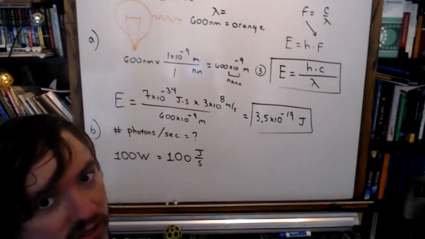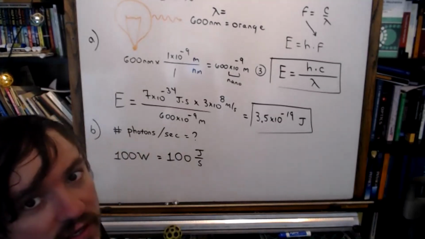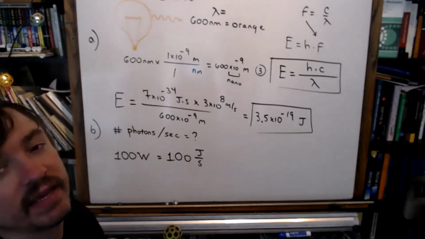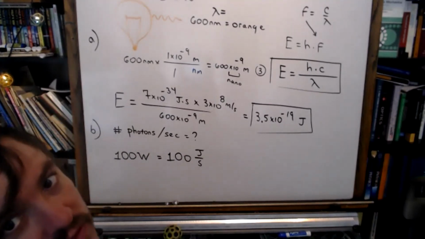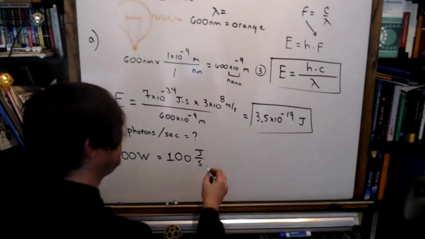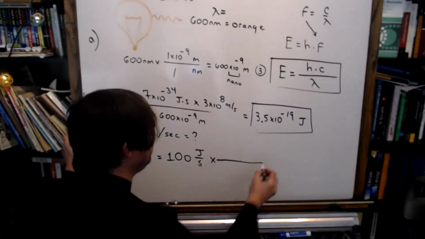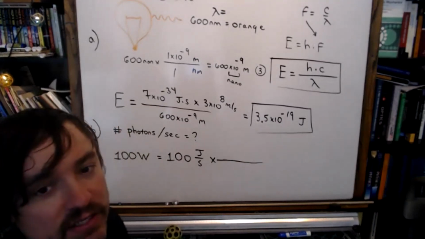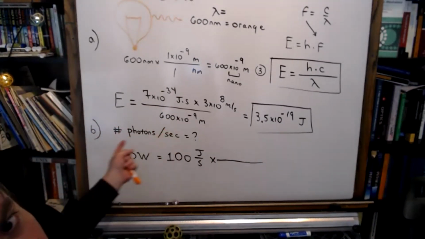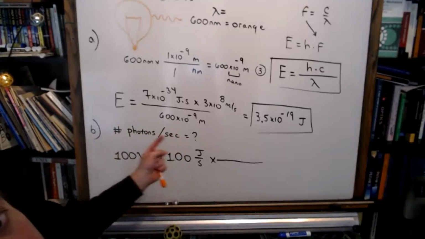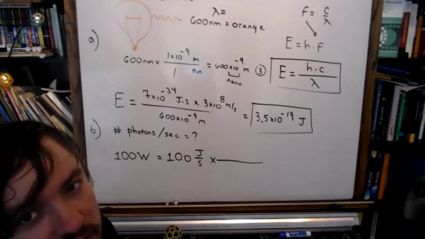Now, we could try to think our way through this problem, Wyatt. But you know what a cool alternative to thinking is? Not thinking? Yeah, not thinking. And not thinking is dimensional analysis. I like that. So let's just put in a division bar. The units that you currently have, Wyatt, are joules per second. But the units you would like to have are? Photons per second.